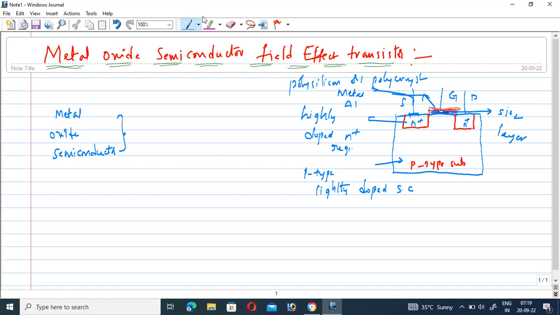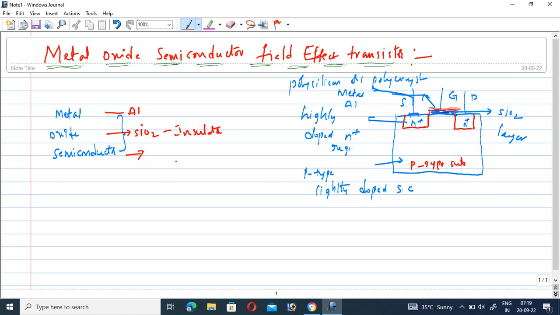Here the metal is like aluminum, which is used for connecting the devices. The oxide layer means the SiO2 layer, which acts as an insulator. The last one is the p-type semiconductor, which also acts as a conducting material. So this is the construction of the n-channel enhancement type MOSFET.